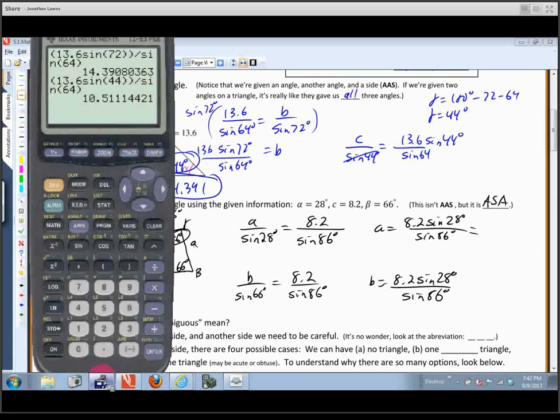So I'm going to clear that off, and again, I'm going to type this one in here. So this is going to be 8.2 sine of 28. I know I'm in degree mode. And then I'm going to divide, again, because this is all multiplication and division. It would be on the safe side to put parentheses, but we don't really need it here in this particular case. So 86, close the parentheses, and I'm going to get 3.859.